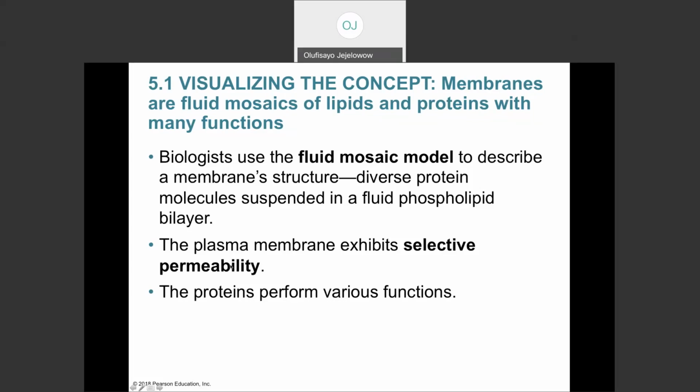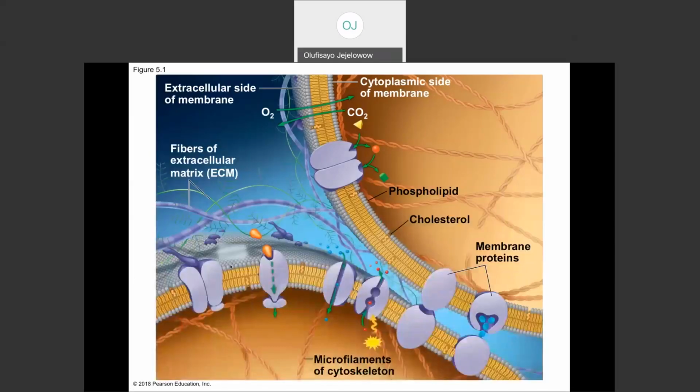The proteins suspended in the phospholipid bilayer are diverse in form, and they perform various functions in the cell. This illustrates the functions of the plasma membrane. It shows two adjacent cells. This is the cell membrane of one cell, and this is the cell membrane of the next cell. So we're looking at the cells of a multicellular organism.